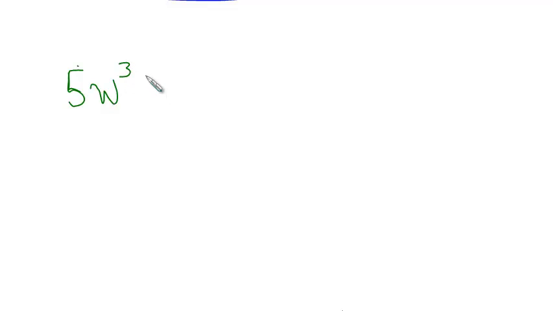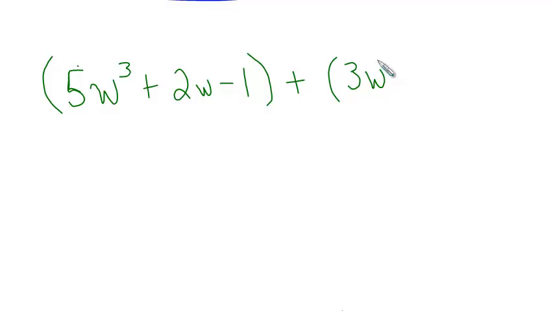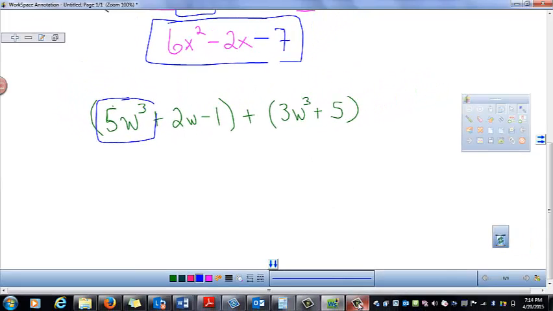5w cubed plus 2w minus 1 plus 3w cubed plus 5. So this one, I have to look for my ones that are the same. W cubed, W cubed. So this one, and this one, because they're both W cubed. So I have 5W cubed and 3W cubed. So I get 8W cubed.